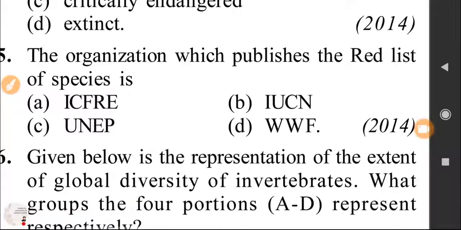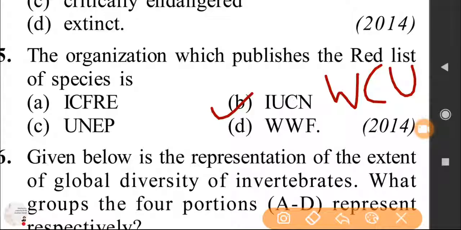Next is: the organization which publishes the Red List of species. Simple answer, many of you already know about it. This is IUCN, the International Union for Conservation of Nature and Natural Resources. Only for nature and natural resources will be added nowadays. One thing you have to understand: many scientists and researchers also do not yet know that nowadays it is known as WCU, the World Conservation Union, and its headquarters is in Morges, Switzerland.